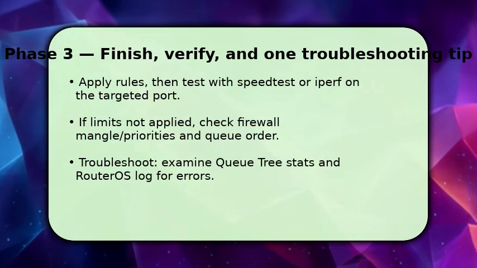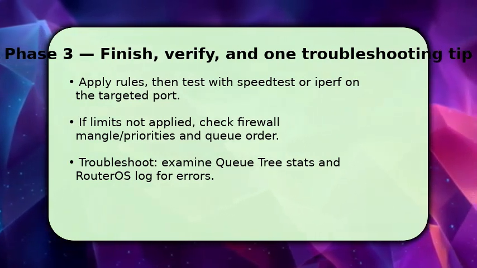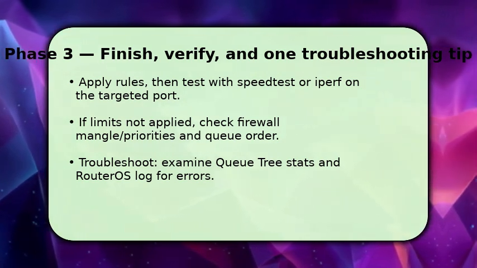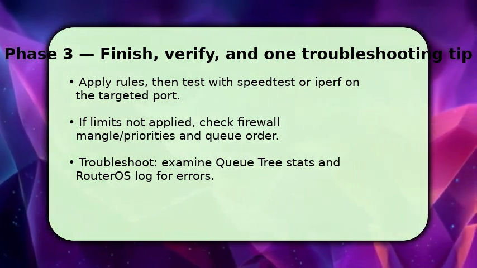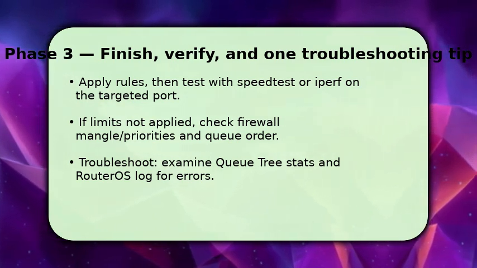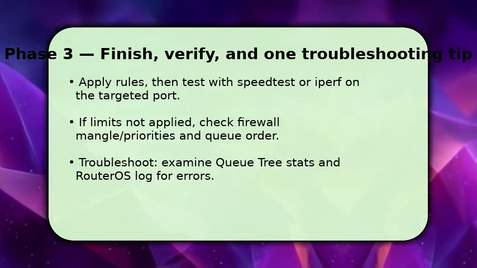Finally, apply your configuration and immediately test from a client on the affected port using Speedtest or iPerf to verify throughput. If you don't see limits, check that firewall mangle marks, queue parents, and priorities are correct. Queue order matters. Also inspect queue tree statistics and the router OS log for dropped packets or errors.